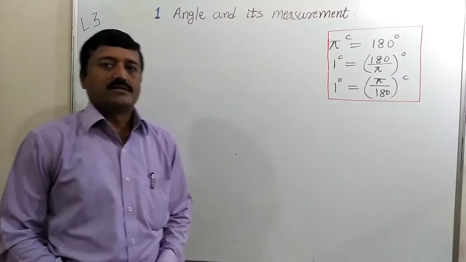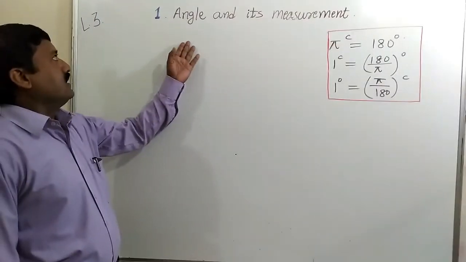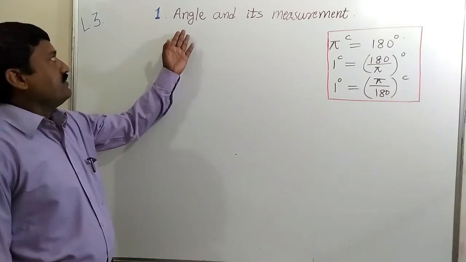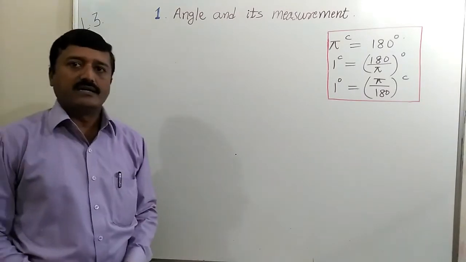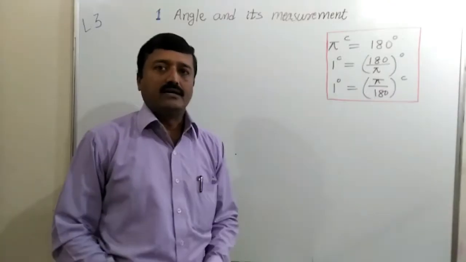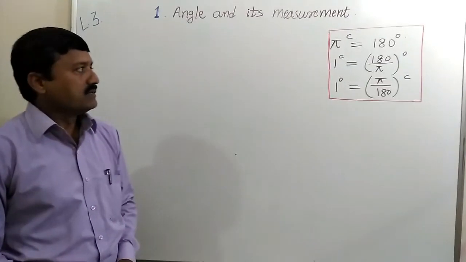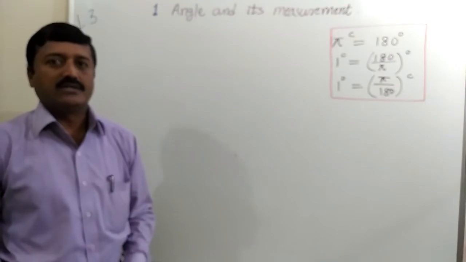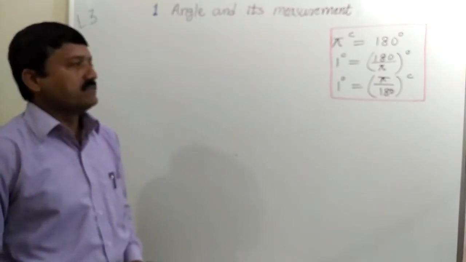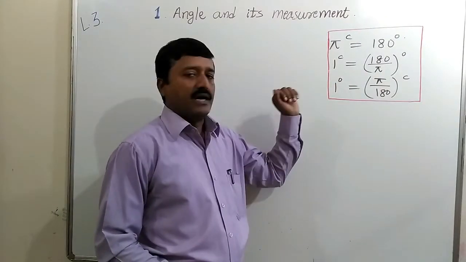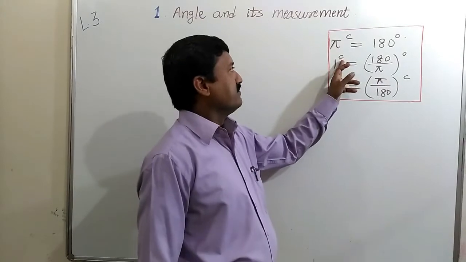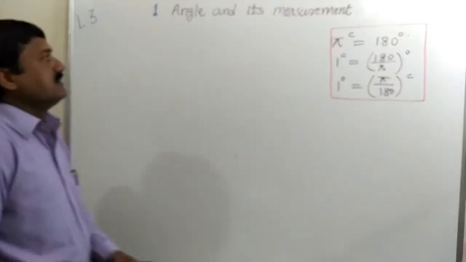Students, this is our third lecture on the article angle and its measurement. In the first lecture, we covered the definition of angle, directed angle, and different types of angle. In the second lecture, we measured the angle in two systems: the sexagesimal system and the circular system. The unit of measurement of angle in the sexagesimal system is degree, and in the circular system it is radian. That we learned in the second lecture.